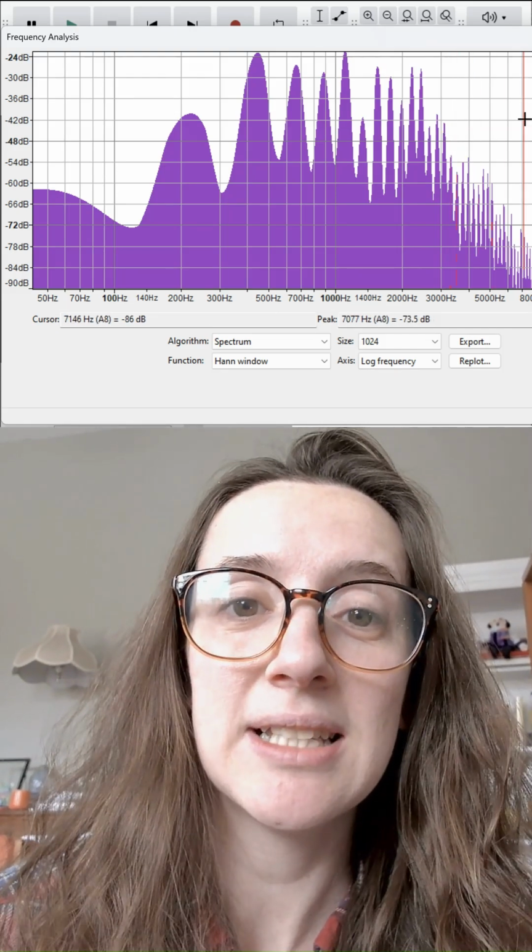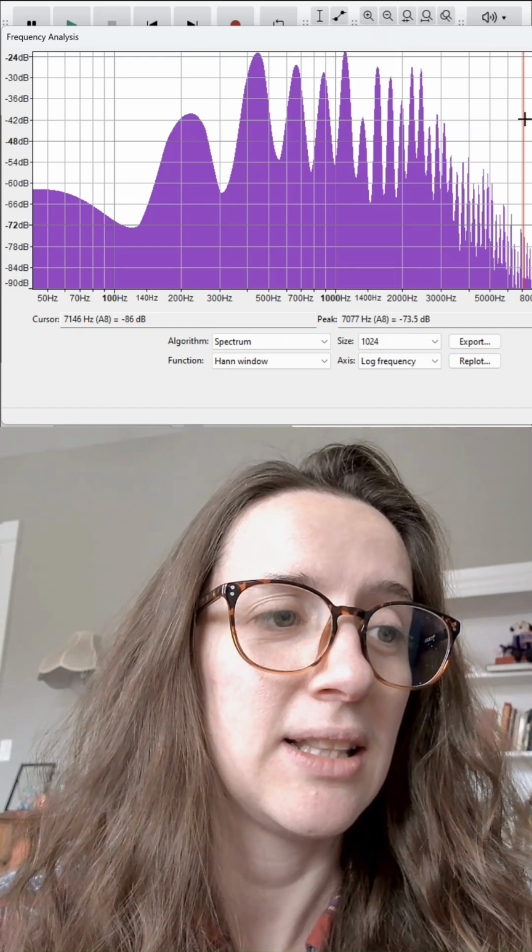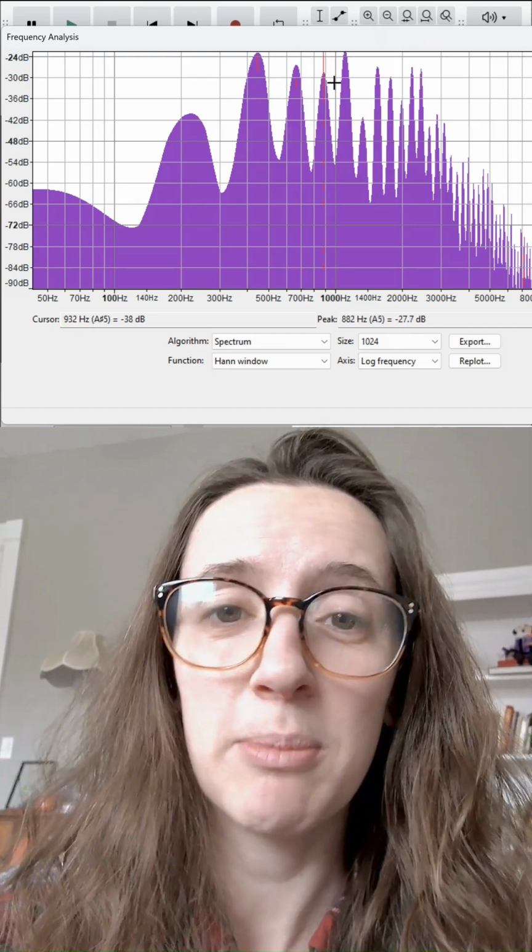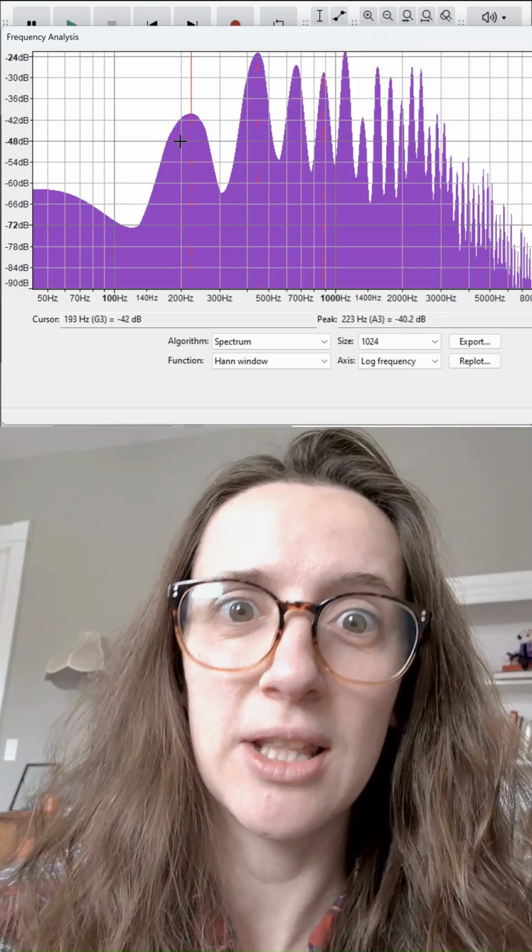And because of the resonance of the body of the violin, these 1, 2, 3, 4 upper partials are louder than the prime tone.